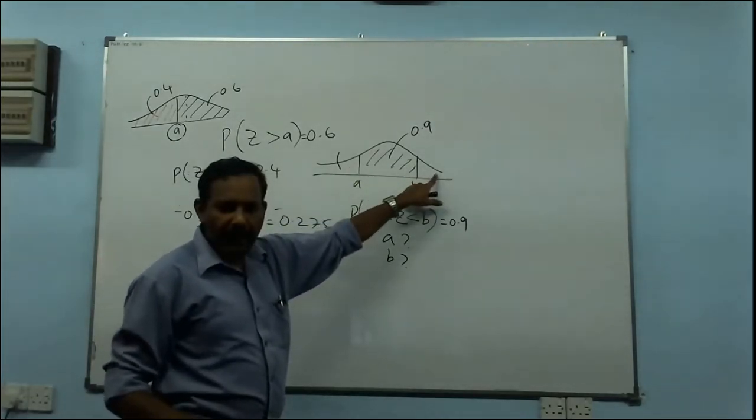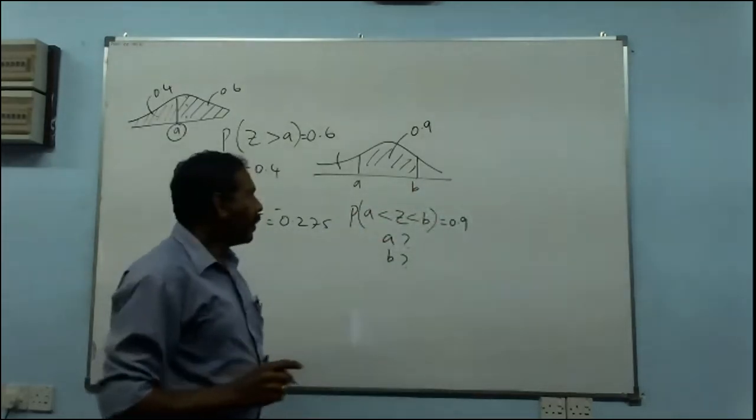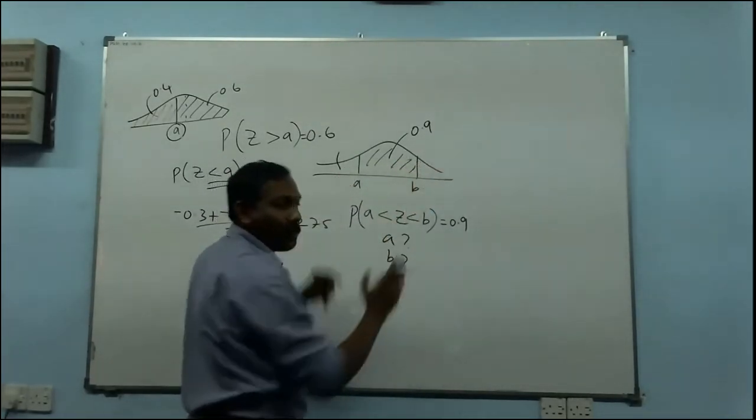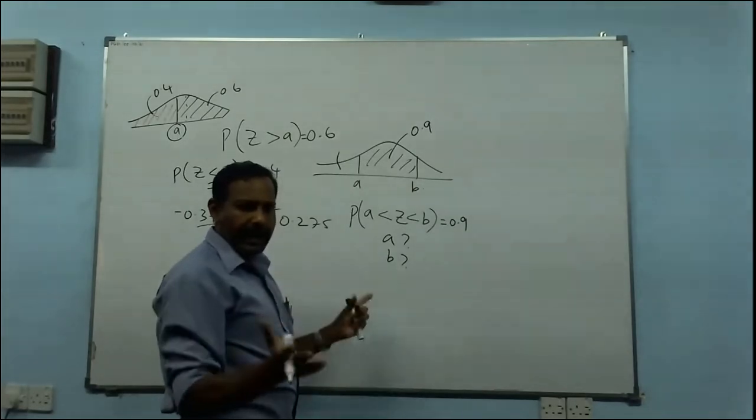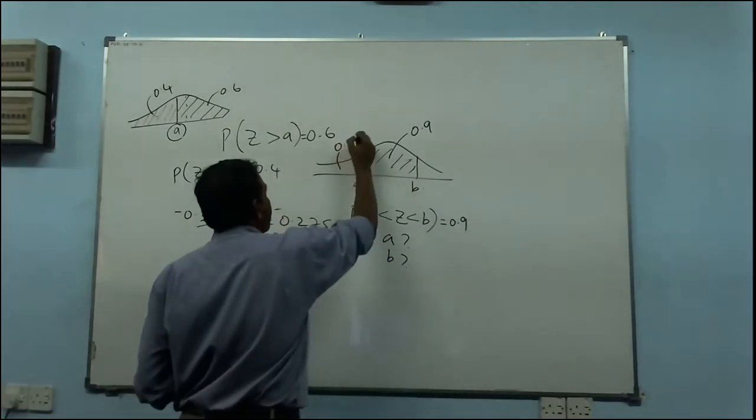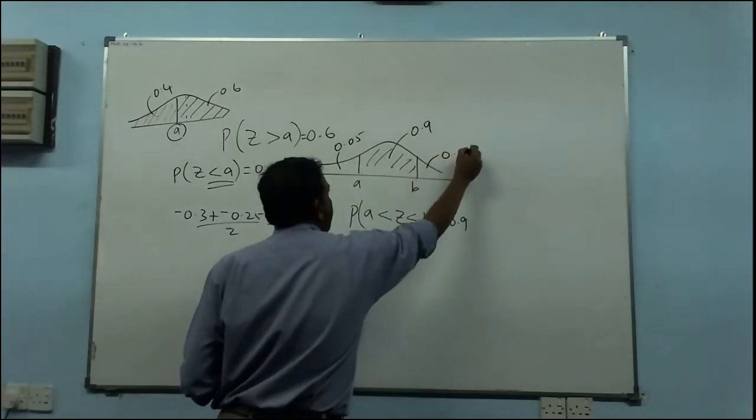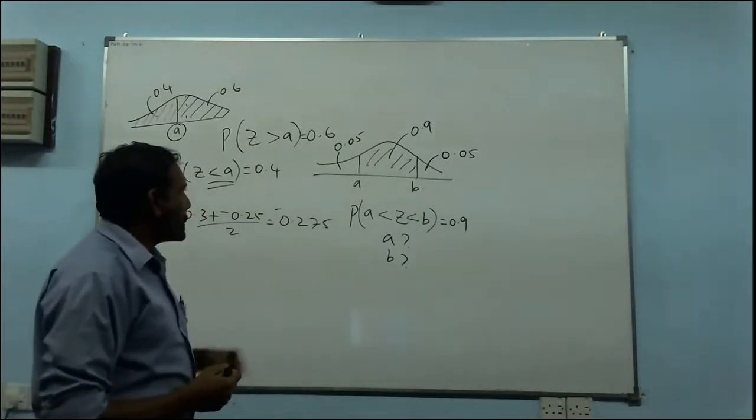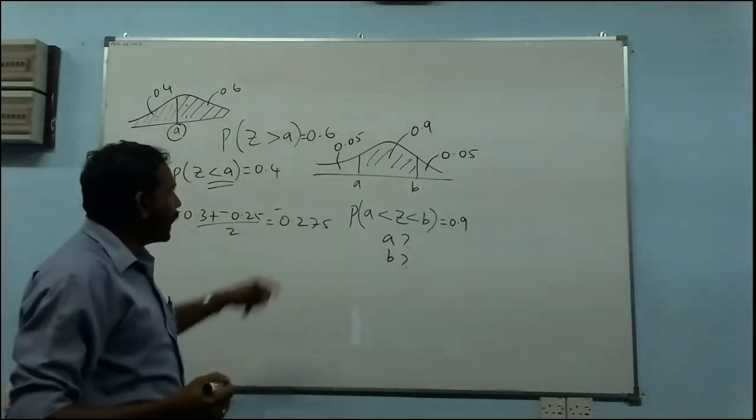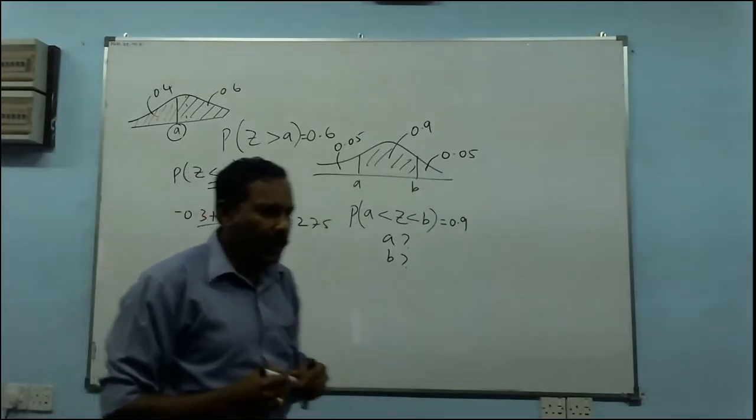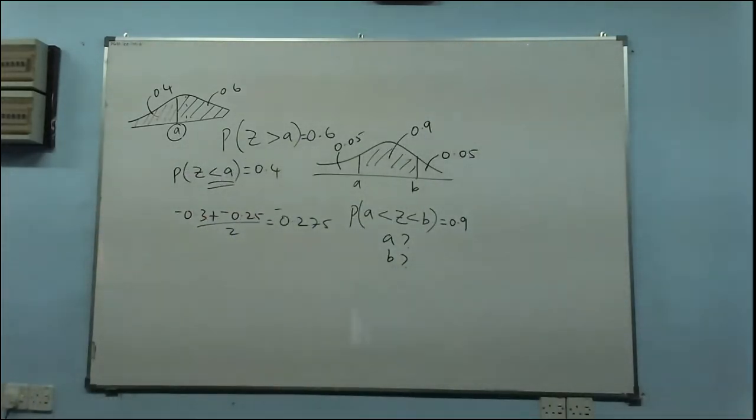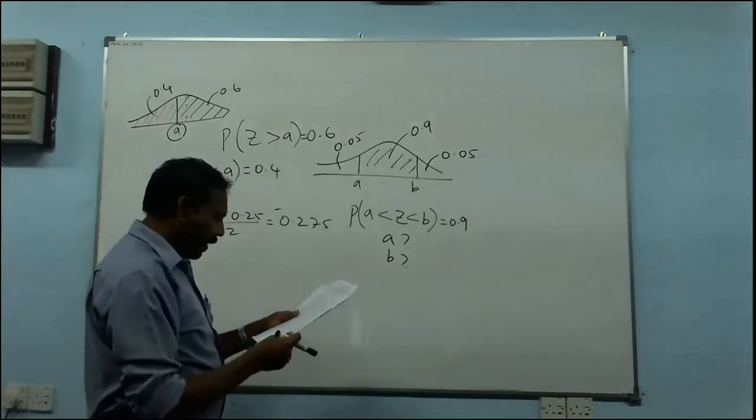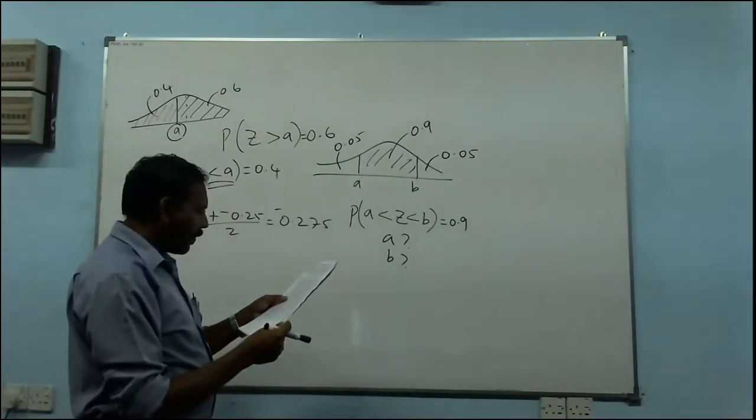What is this area? It is 0.05. Exactly. 0.1 divided by 2, because the remaining probability is 0.1. If you divide that into both places, it is 0.05, and this is also 0.05. Right, now we can do it. How can we do it? Let's look at the value of A. We can get it from the table. So look for the probability value of 0.05. What is the probability value for 0.05?